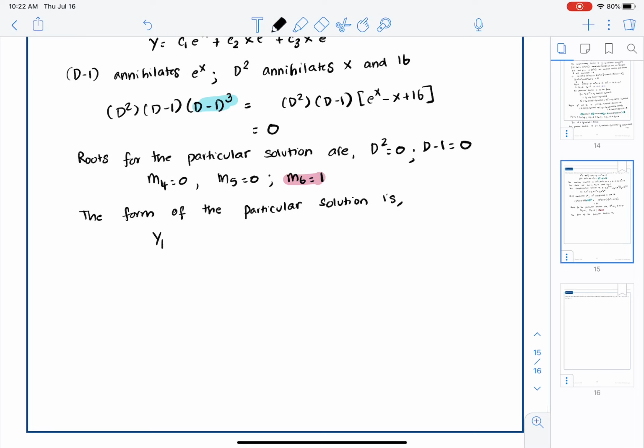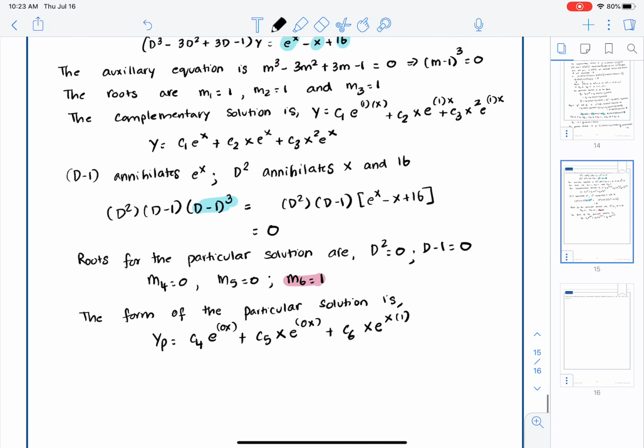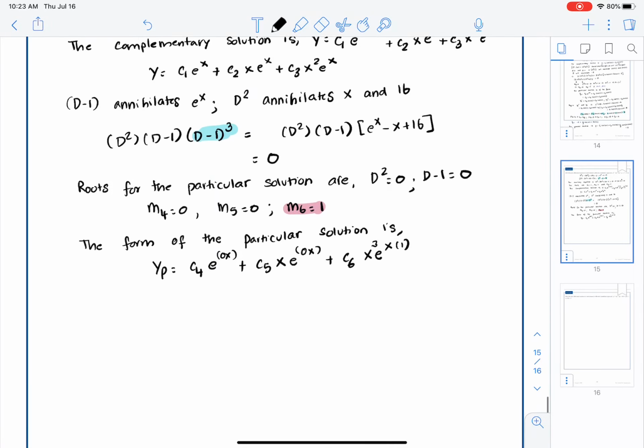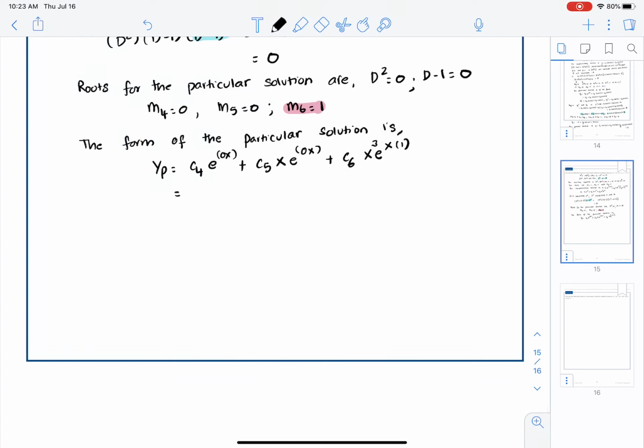So the form of the particular solution would be C4 e raised 0x plus C5 x e raised 0x plus C6. M6 is a repeating root, so x e raised 1 times x, because we actually have constant, x and x squared, so this has to be x cubed. So the particular solution's form is (C4 + C5x + C6 x cubed) e raised x.